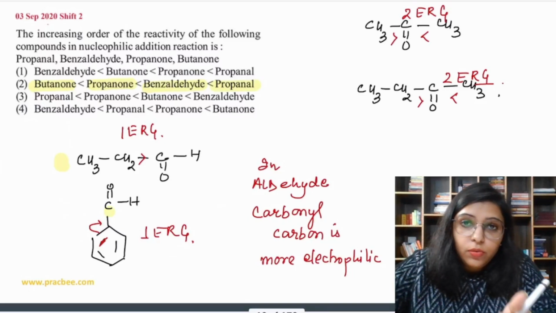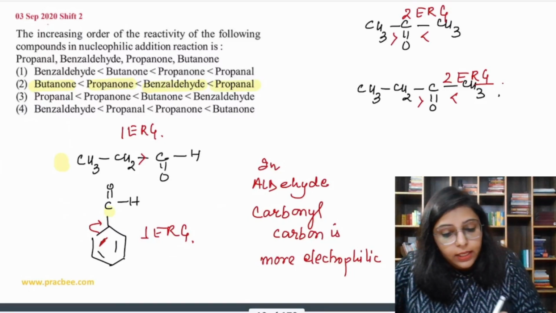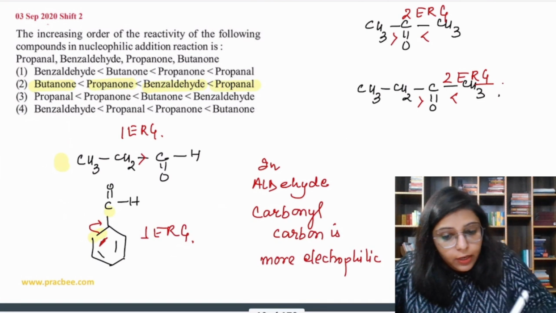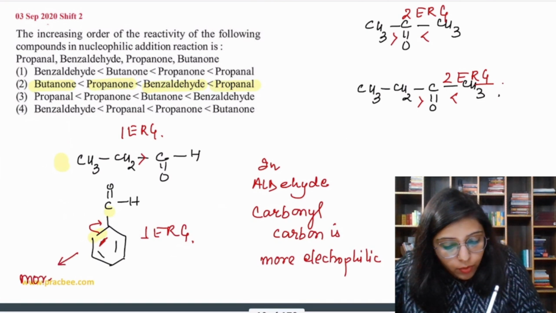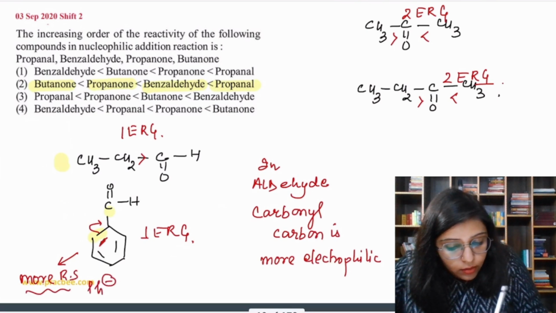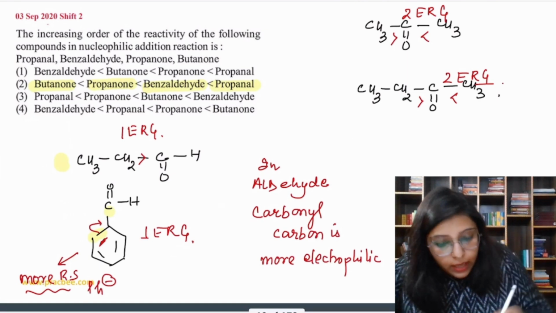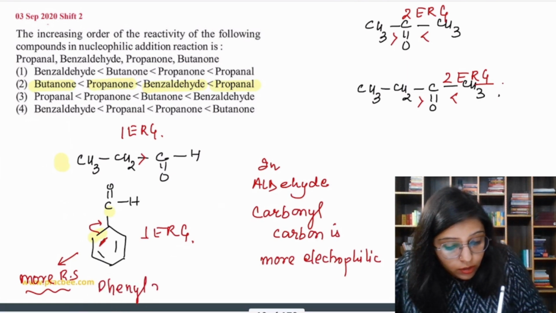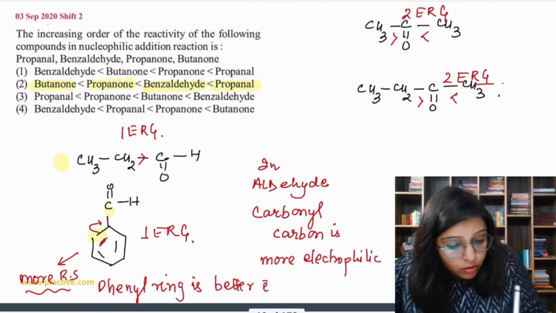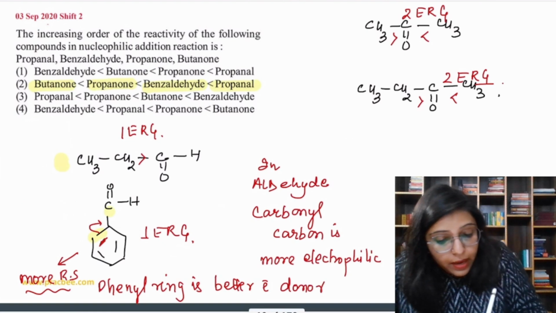We can also find out that in the phenyl group we have more resonating structures, right? Here we can form more resonating structures in the phenyl ring. The phenyl ring is a better electron donor in comparison to an alkyl group.